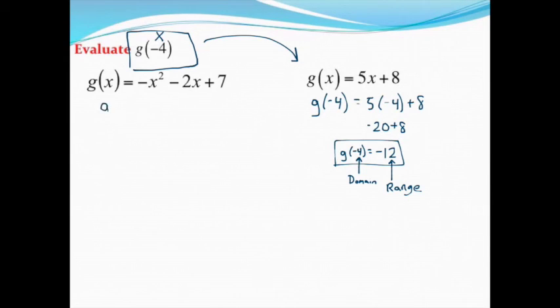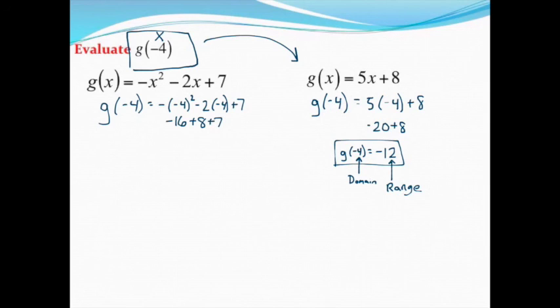I'm going to replace all the x's with negative 4's. So g of negative 4, which you don't really need to write that part down, but I'd like it if you could, is equal to, and then be really careful when you replace these x's with negative 4. So I've got negative, and then negative 4 squared, minus 2 times negative 4, and then plus 7. Be really careful if you're working this problem out with order of operations.